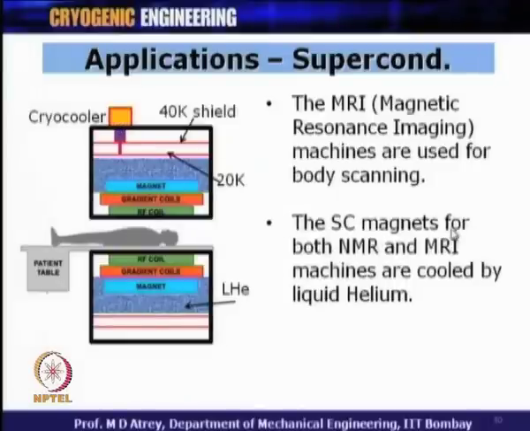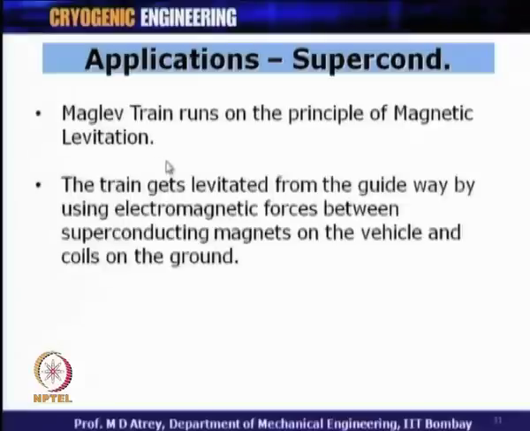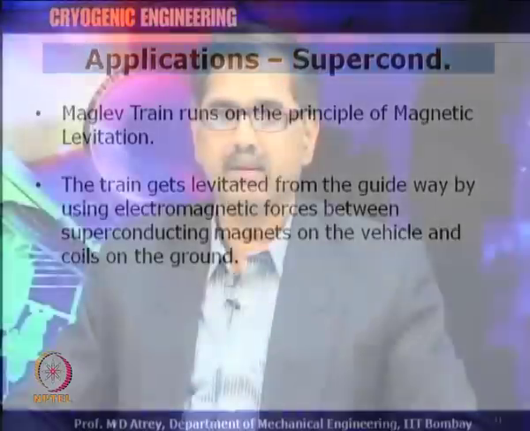The superconducting magnets for both NMR and MRI machines are cooled with liquid helium, and nowadays with cryocoolers also. Next application is magnetically levitated trains, which run on the principle of magnetic levitation. The train gets levitated from the guideway by using electromagnetic forces between superconducting magnets in the vehicle and coils on the ground. So, this is a very important application of superconducting magnets, which uses cryogenics to go into the superconducting region.